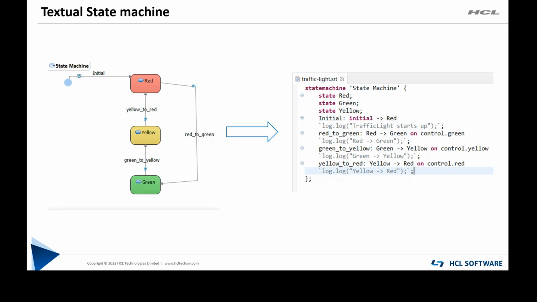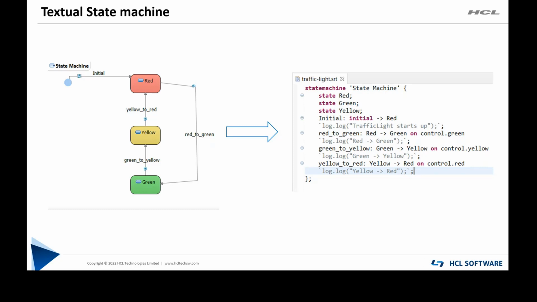Here we can see the diagram based state machine on the left side, and on the right side we can see its corresponding textual representation. Here we have the state machine RT language, which is why we are giving the extension as SRT. It's called the state machine RT grammar language.